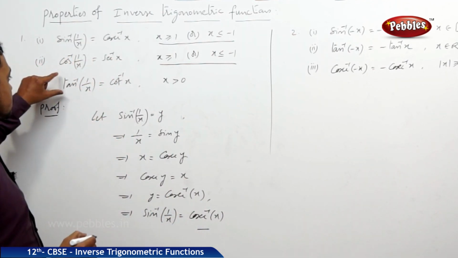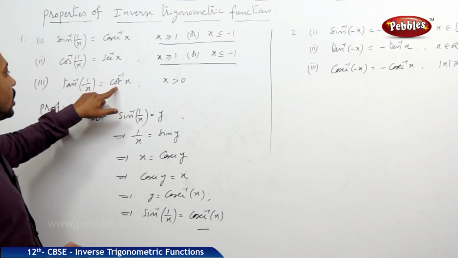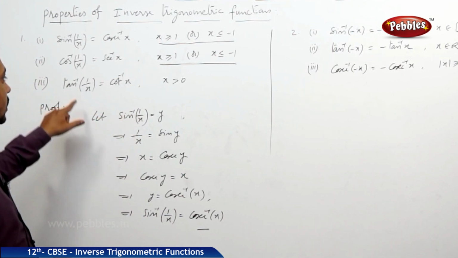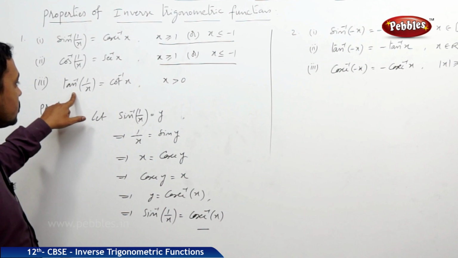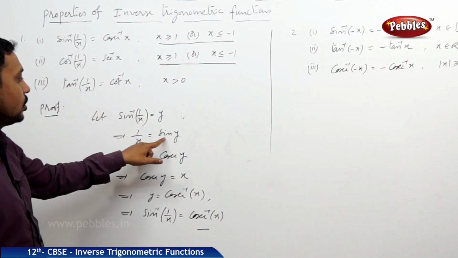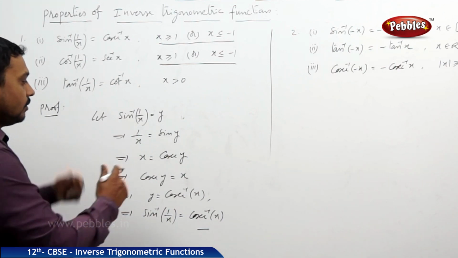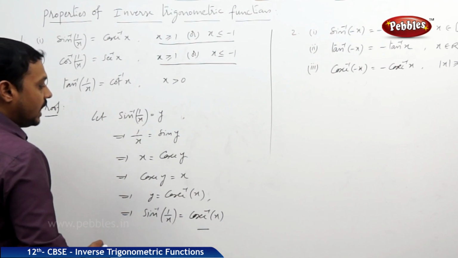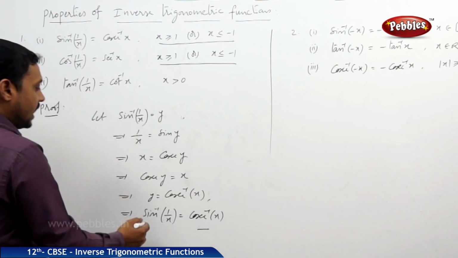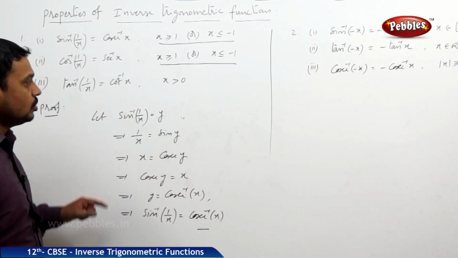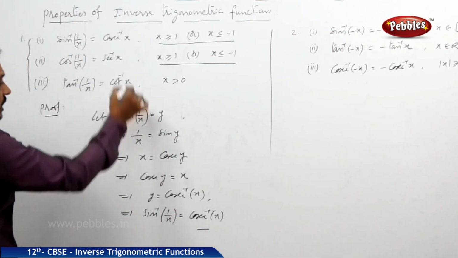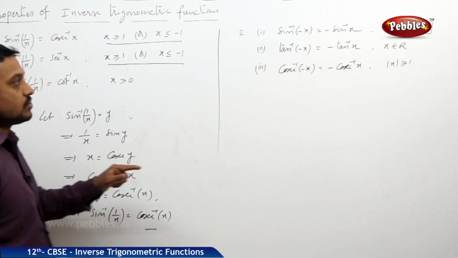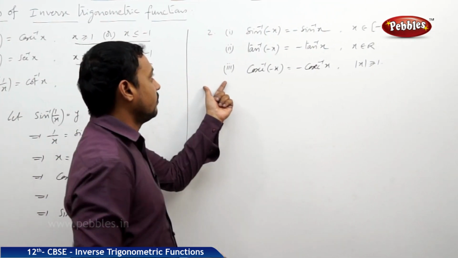In the same way, the third statement, tan inverse of 1 by x is equal to cot inverse x when x is greater than 0, can be proved in the same way. So consider tan inverse 1 by x is equal to some y, 1 by x is equal to tan y, while taking reciprocal, x is equal to cot y, y is equal to cot inverse x. But y is nothing but tan inverse of 1 by x, so tan inverse of 1 by x is equal to cot inverse x. So, the three statements can be proved in a similar way. Now, this is the first property of inverse trigonometry. Next, there is another property, the second one.